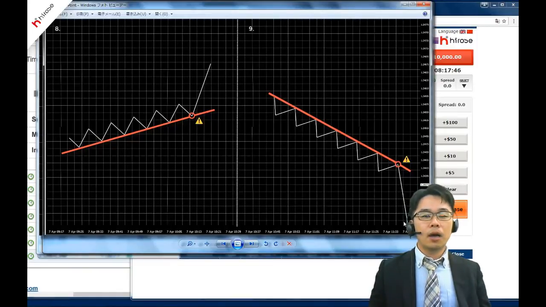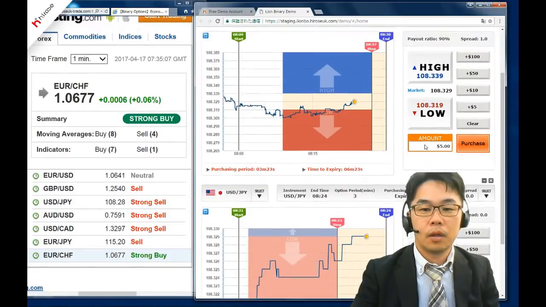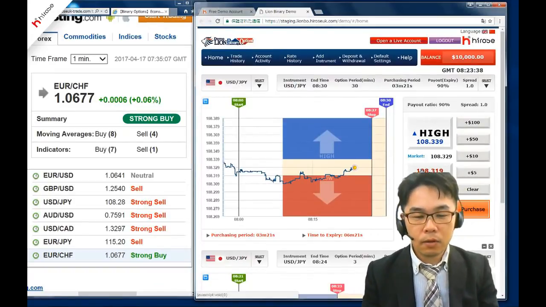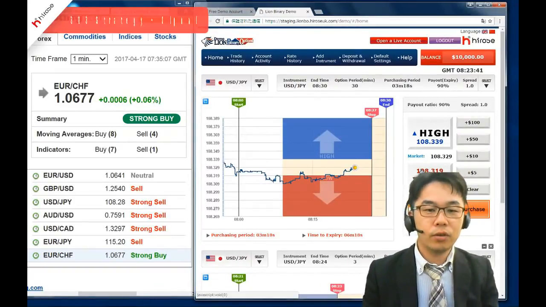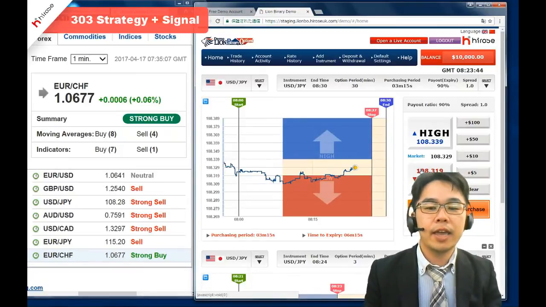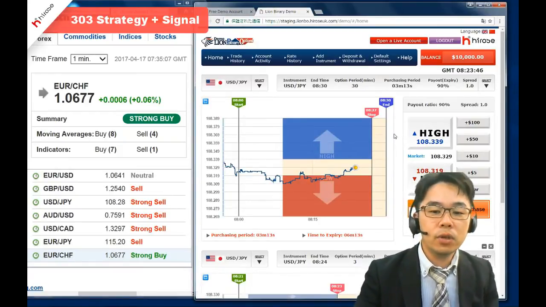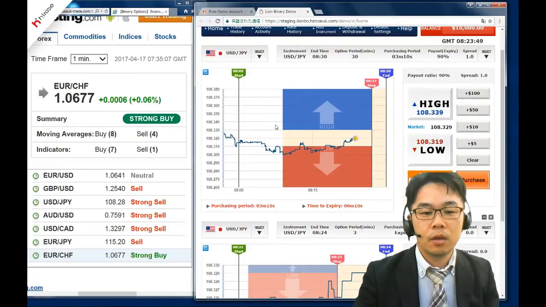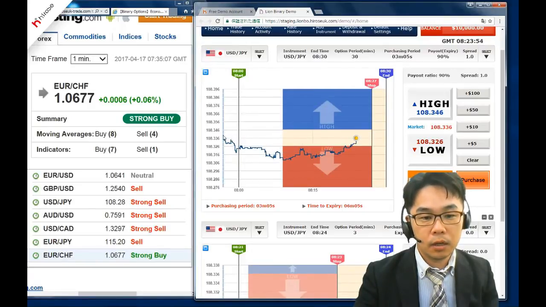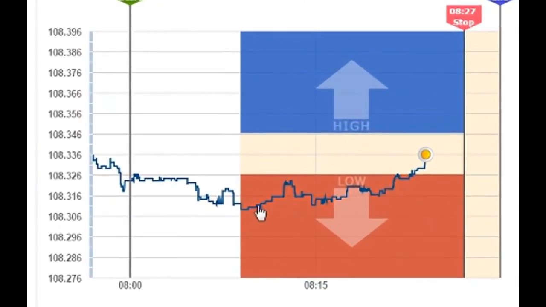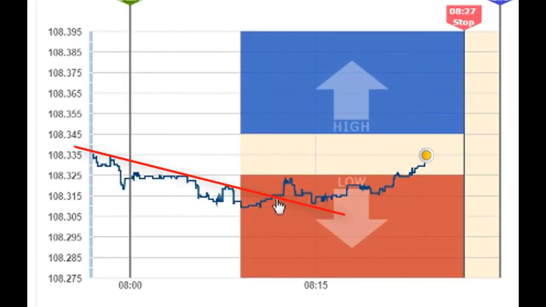So let's talk about the signal. Okay, now let's make a purchase using the 303 strategy and the signal. Let's look at the 30-minute chart together. Initially the market is moving downward, and a trend line can be drawn like this. But then here it breaks through the trend line and changes direction upward, and now a trend line can be drawn like this.